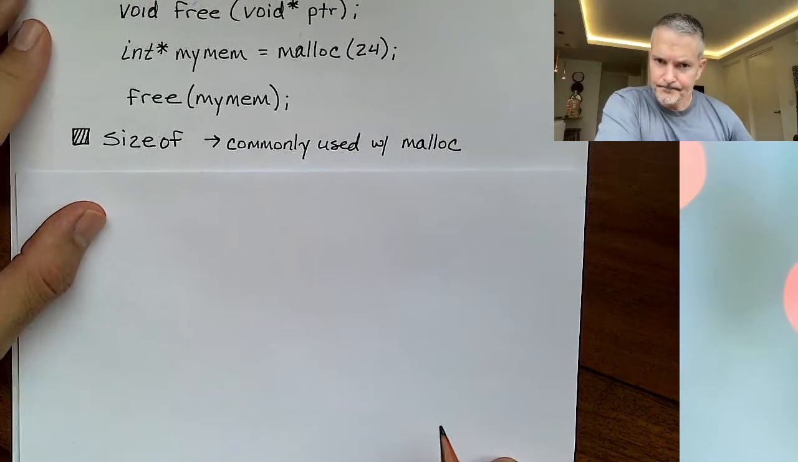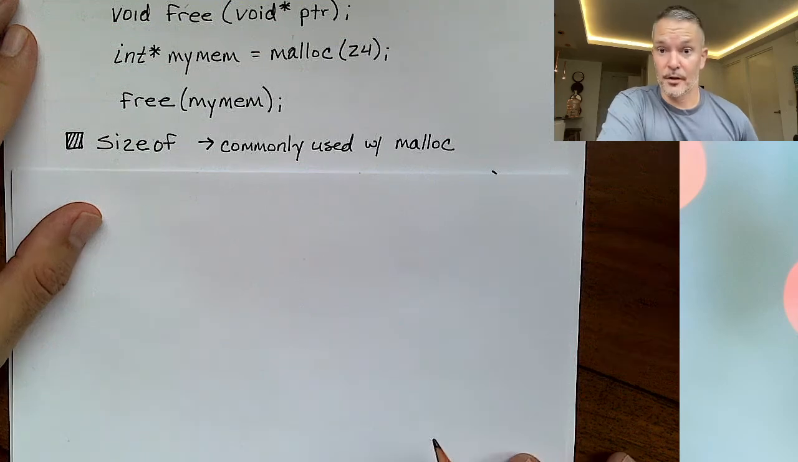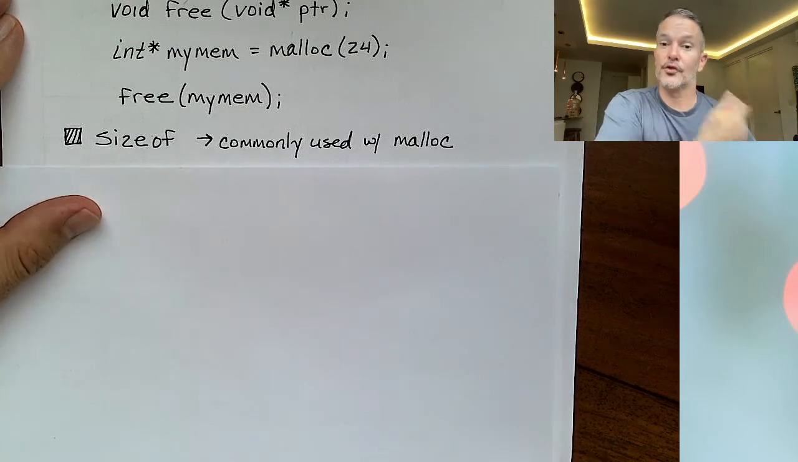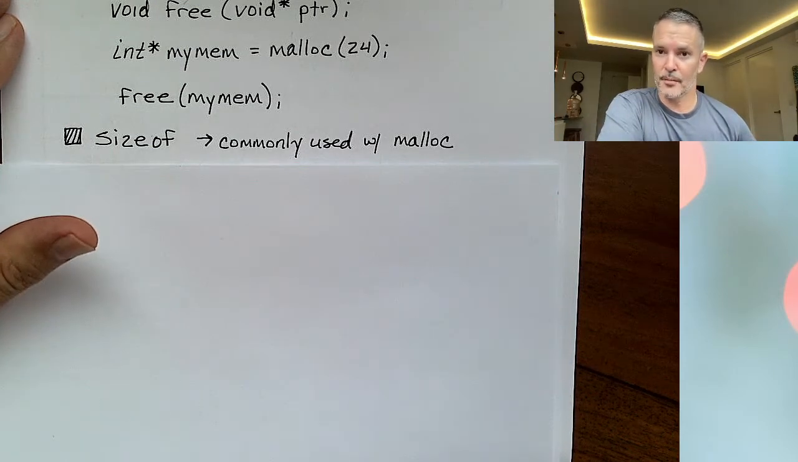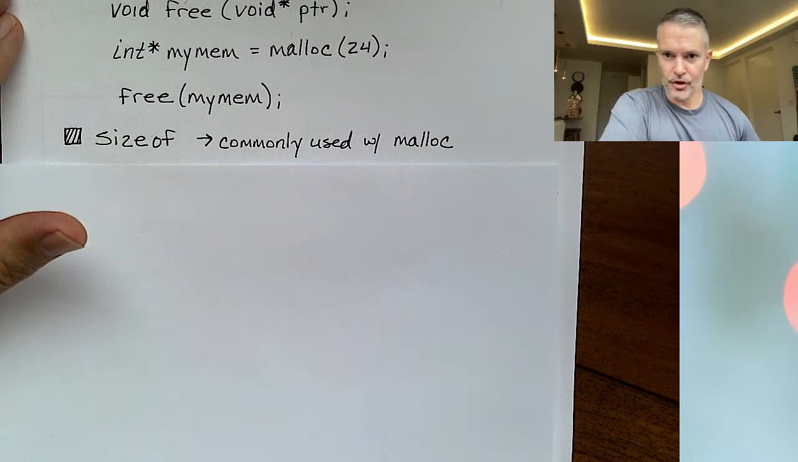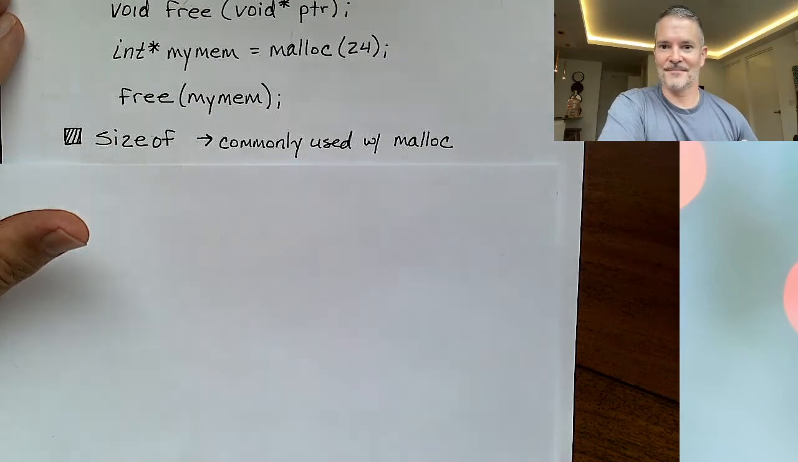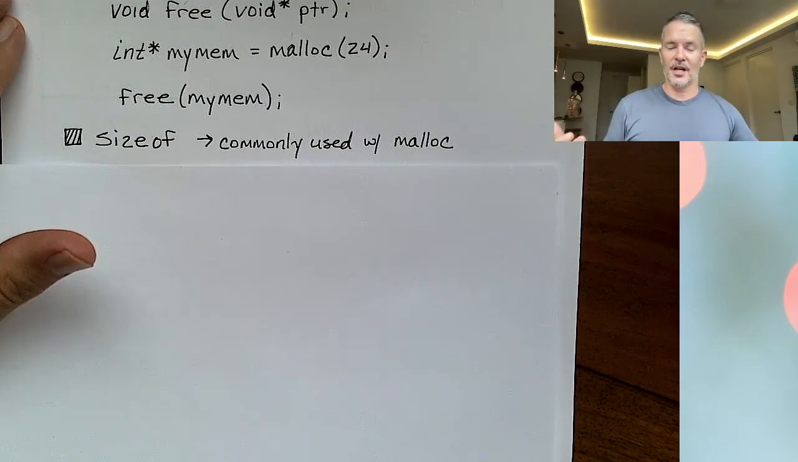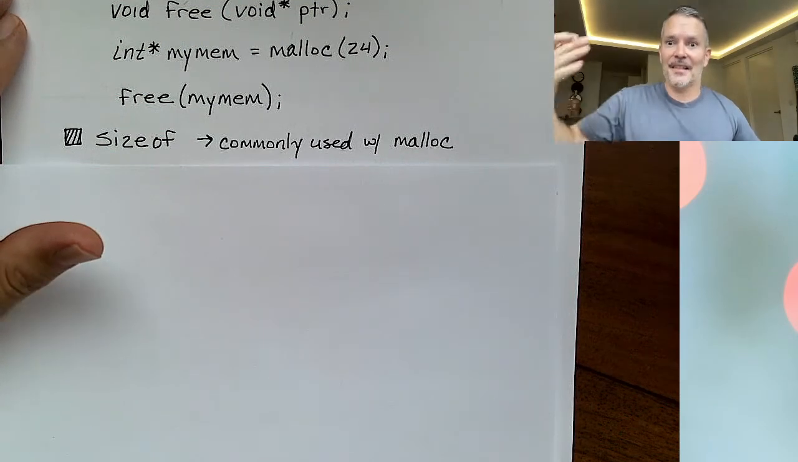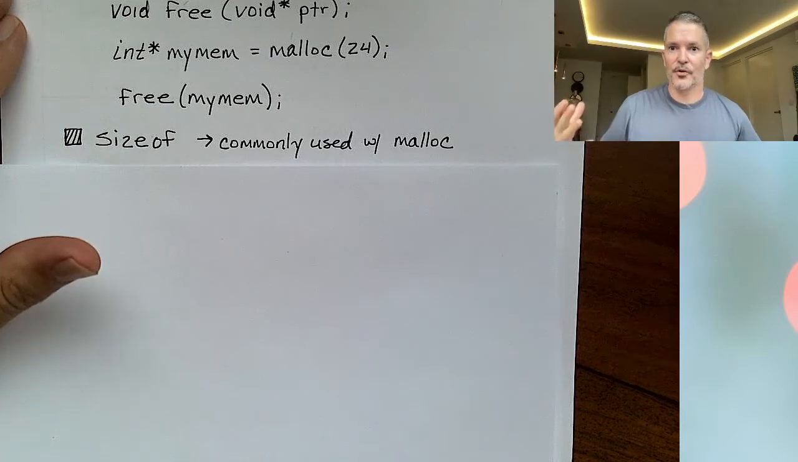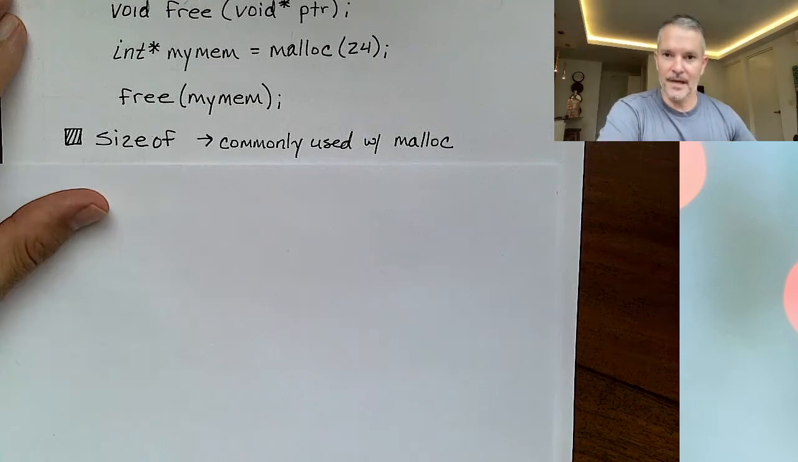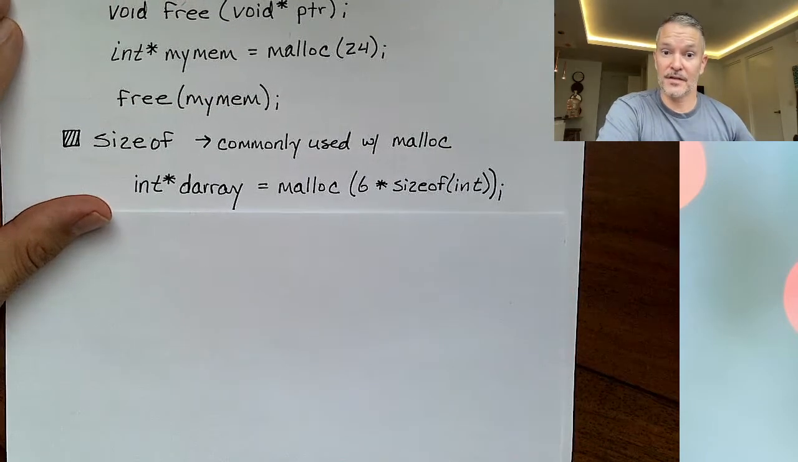Now, the sizeof operator becomes very important when we're using malloc, because we don't want to assume and write into our program what the size of an integer is, or the size of some other float or a character. We want to just ask the compiler, the program manager, how much memory do I need to store this variable? And sizeof is the operator that lets us do that.